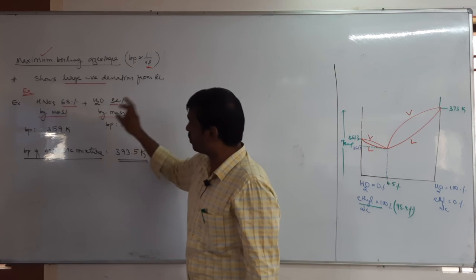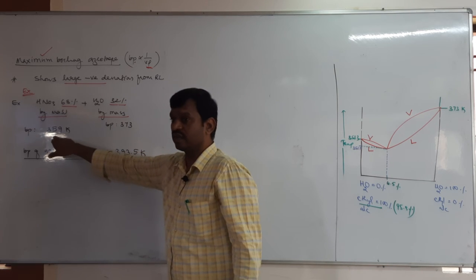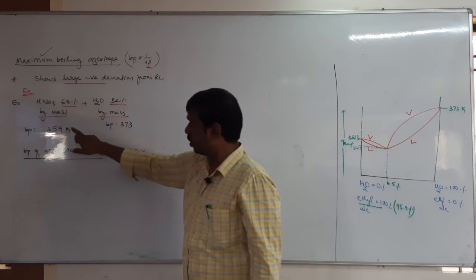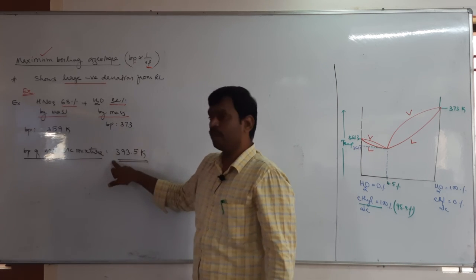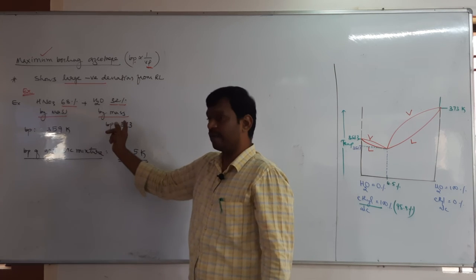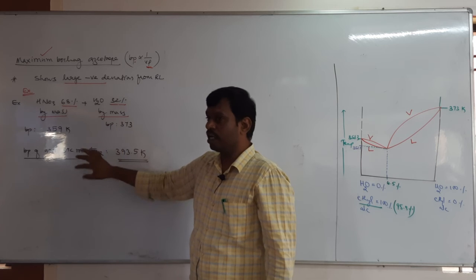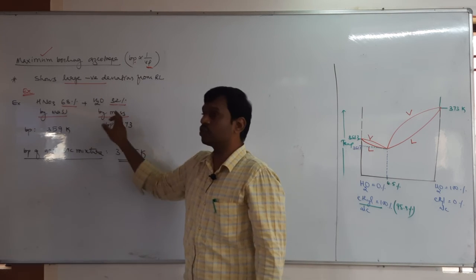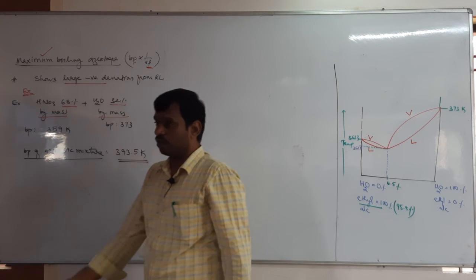So the boiling point of HNO3 is 359. The boiling point of water is 373. Therefore, when you compare it with these two, this boiling point will be more. The boiling point increases when you mix the two. Right. The boiling point of this azeotropic mixture increases by adding these two in this particular composition.